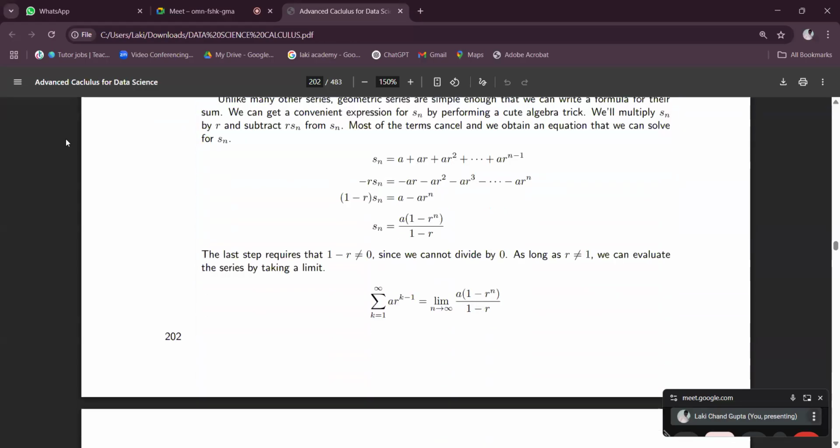And yesterday I told you the sum of GP up to n terms: A into 1 minus R raised to n upon 1 minus R. Okay. R cannot be 1.